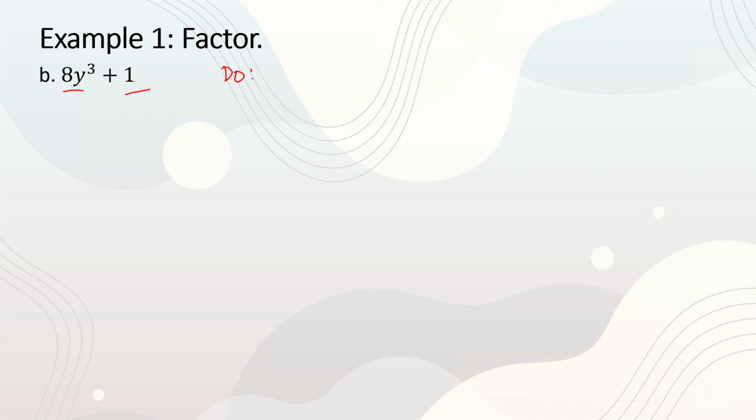Is it TOTS? No, because 8 is not a perfect square. 8 is 2 times 2 times 2, not just 2 times 2. How about SDTC? Let's verify.